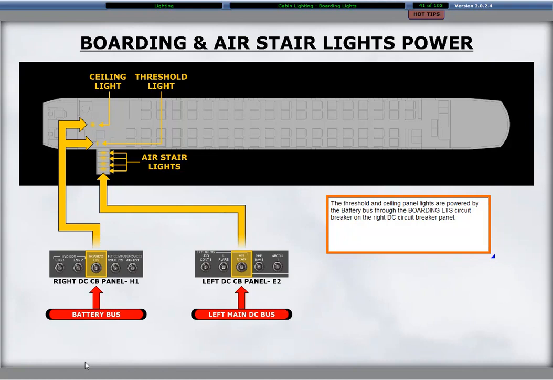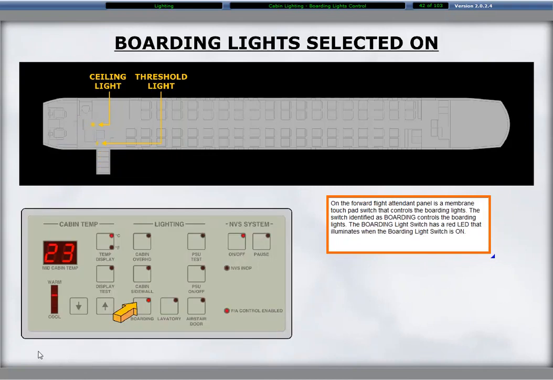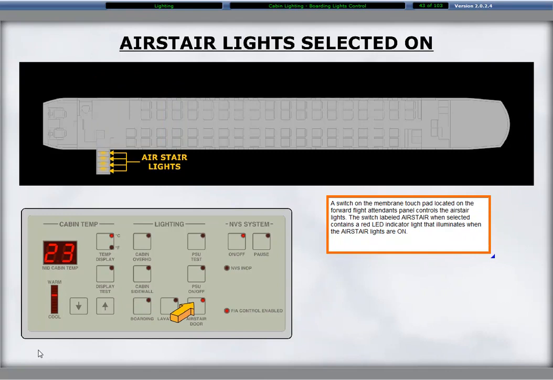On the forward flight attendant panel is a membrane touchpad switch that controls the boarding lights. The switch identified as boarding controls the boarding lights. The boarding light switch has a red LED that illuminates when the boarding light switch is on. A switch on the membrane touchpad located on the forward flight attendant's panel controls the air stair lights. The switch labeled air stair, when selected, contains a red LED indicator light that illuminates when the air stair lights are on.